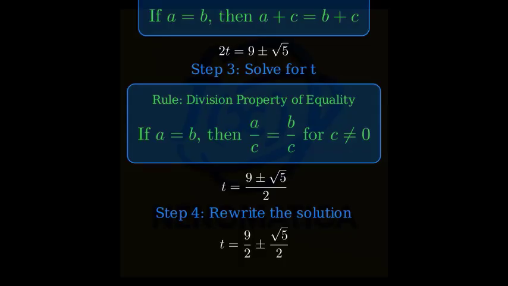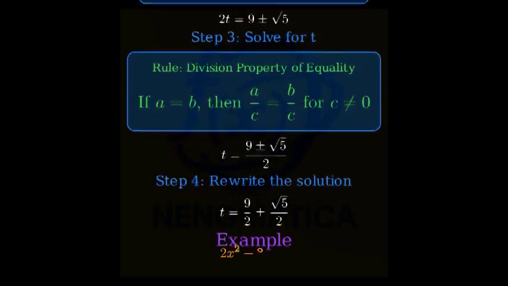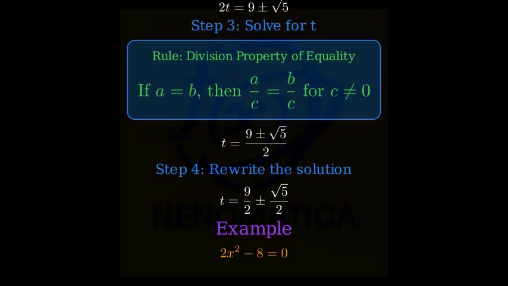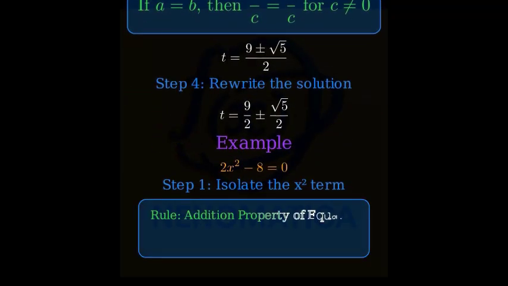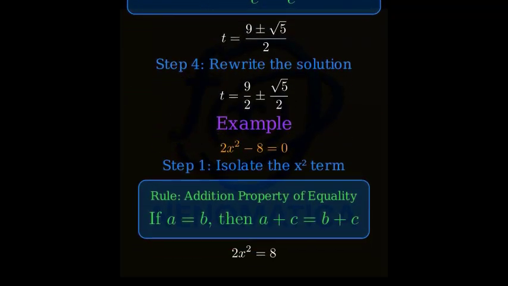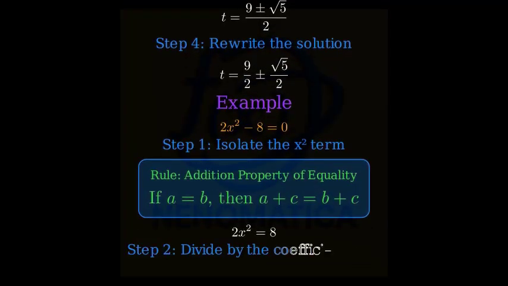Now, let's solve another quadratic equation. We have 2x squared minus 8 equals 0. This is an incomplete quadratic equation, as we only have the x squared term and a constant term, but no x term. Let's first rearrange this equation to isolate the x squared term. Next, we divide both sides by 2 to find x squared.